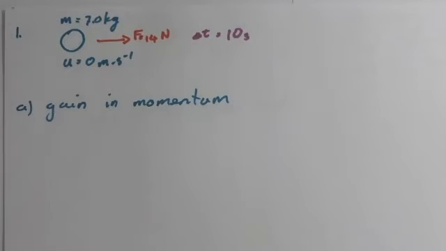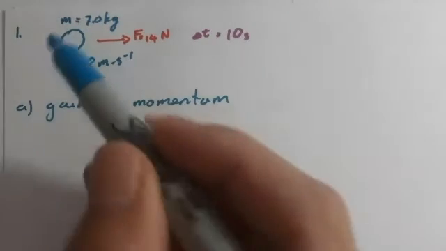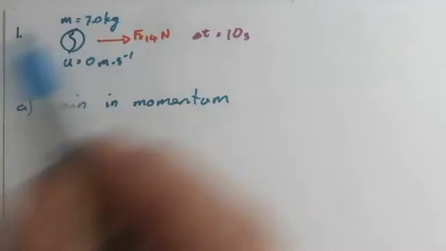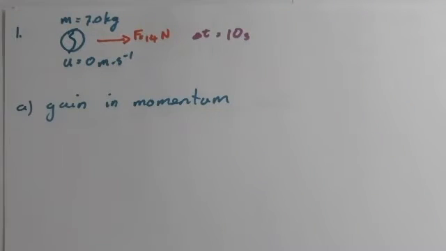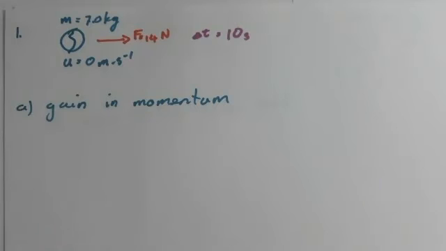So we're looking at number one, and it says an object of mass 7 kilograms initially at rest is acted on by a force of 14 Newton for 10 seconds. So this is the situation that I've drawn. There's my little object. My object is always something like a tennis ball, but 7 kilograms, a medicine ball in this case, right? There's a force of 14 Newton working on it for a period of 10 seconds. Initial velocity is 0. Now they ask us to calculate the gain in momentum.